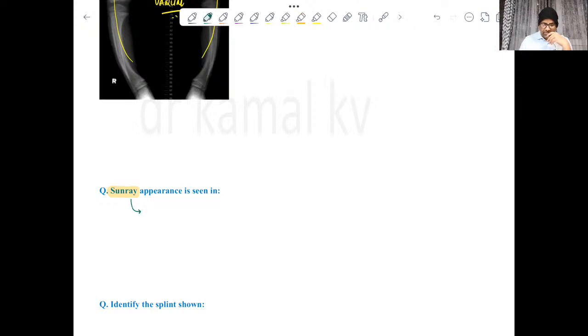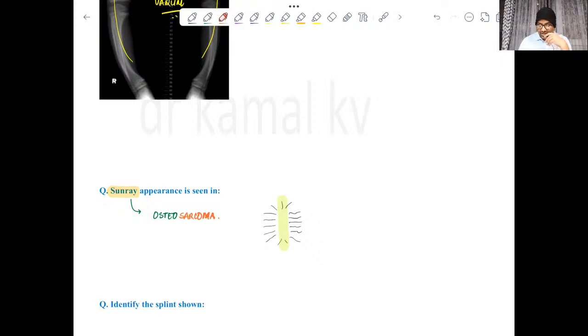And this is sun ray appearance, and again this is osteosarcoma. Clear? So this is osteosarcoma, and I think most of you must be knowing what actually is sun ray appearance. Suppose this is the bone, there is calcification along the blood vessels or the Sharpey's fibers, and that is what gives rise to the sun ray appearance, something like this. Clear?